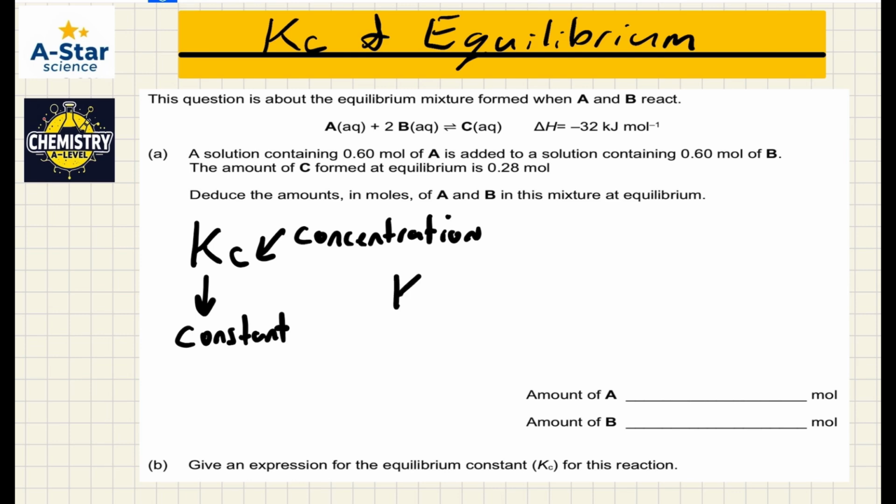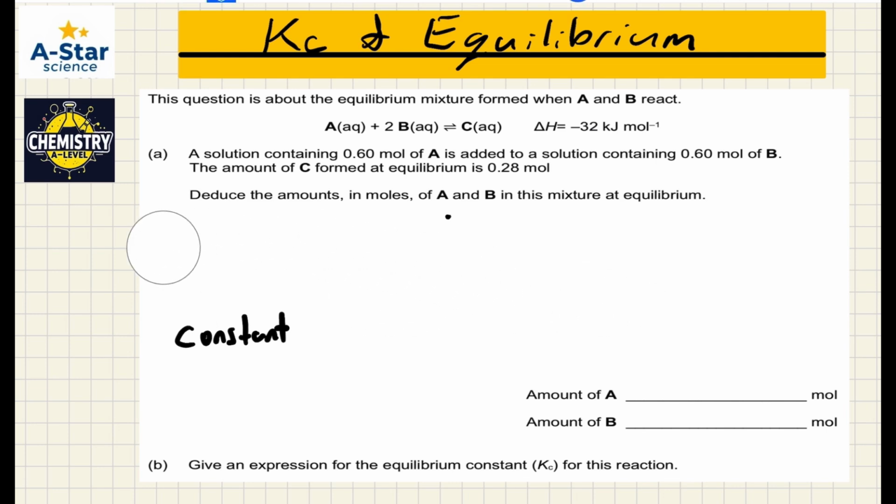You also see that constant K used later on. You'll see it for Kp, which is for pressure. You'll see it for Ka, which is an acid-base equilibrium constant. And you can see it for Kw, which is similar to Ka, but in this case, it involves water. So doing Kc and equilibrium is really important because it serves as an introduction on how to use the Kc concept and the constant concept for many other parts of the A-level syllabus.